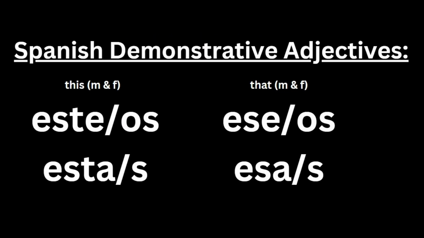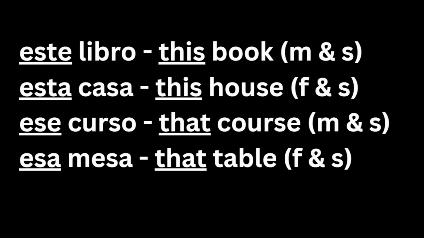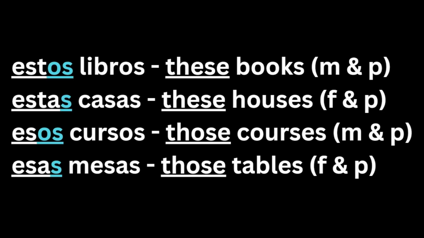Regarding examples, you can use este and ese with masculine nouns like este libro and esta casa. You can use ese and esa with feminine nouns like ese curso and esa mesa, and if you want to pluralize any of them, you would have estos libros, estas casas, esos cursos, and esas mesas.